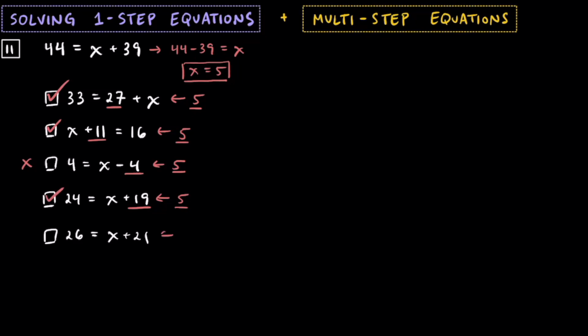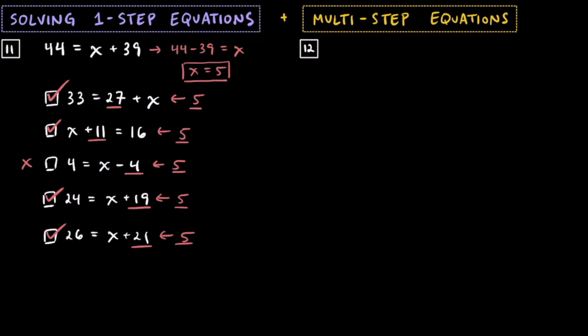And for this last one, let's say x is 5. So it's going to say x plus 21, or 5 plus 21, right? 5 plus 21, that's going to be 26. Oh, that's perfect. That does work out. So 4 of these equations have the same answer of x equals 5.